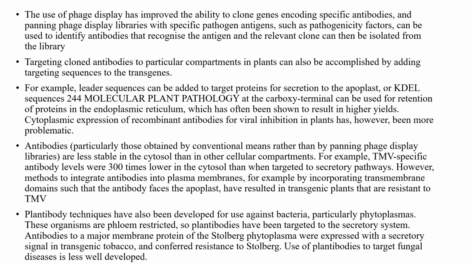For example, tobacco mosaic virus: specific methods to integrate antibodies into the plasma membranes, for example, incorporating transmembrane domains such as antibody phases in the apoplast, resulted in transgenic plants resistant to tobacco mosaic virus. Antibodies have also been developed against bacteria, particularly phytoplasma. These organisms are phloem restricted, so the antibodies have been targeted to the secretory system.